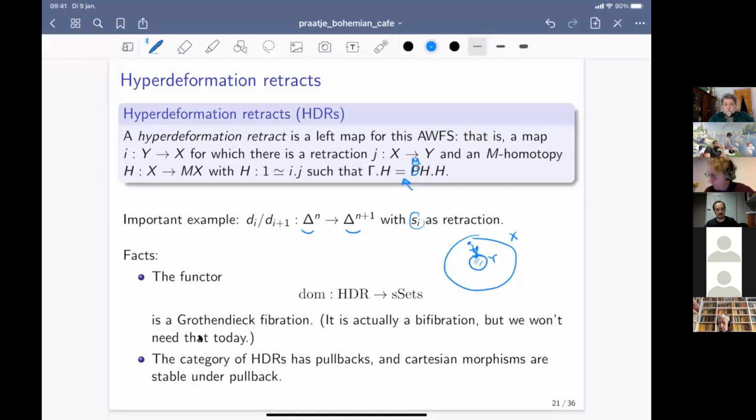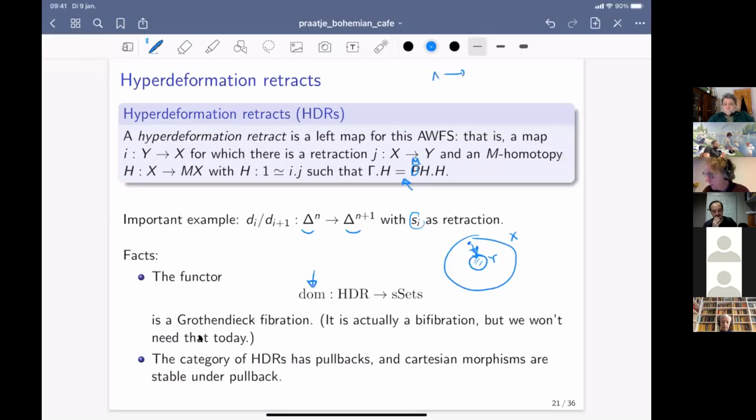An important thing is that these hyperdeformation retracts give you a certain Grothendieck-induced fibration. So what it means is, where we use a domain function.